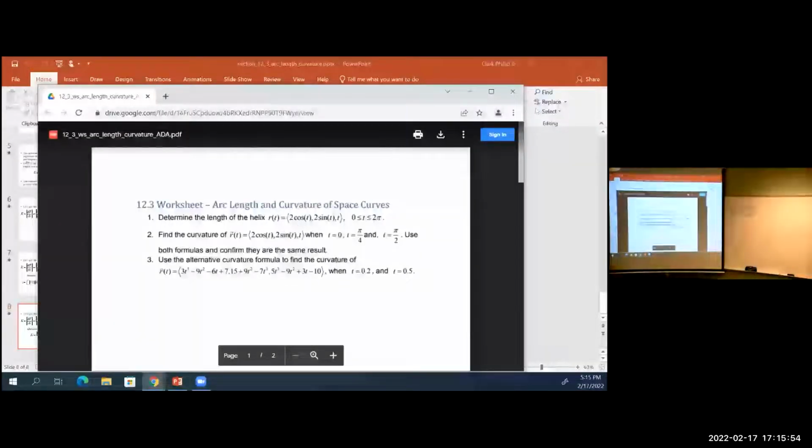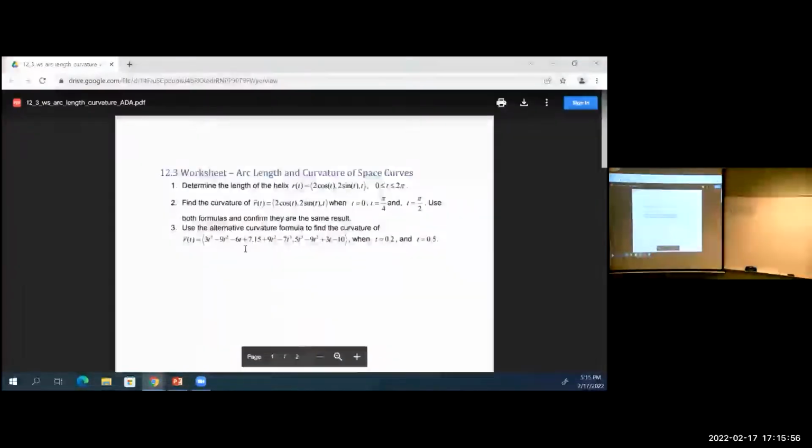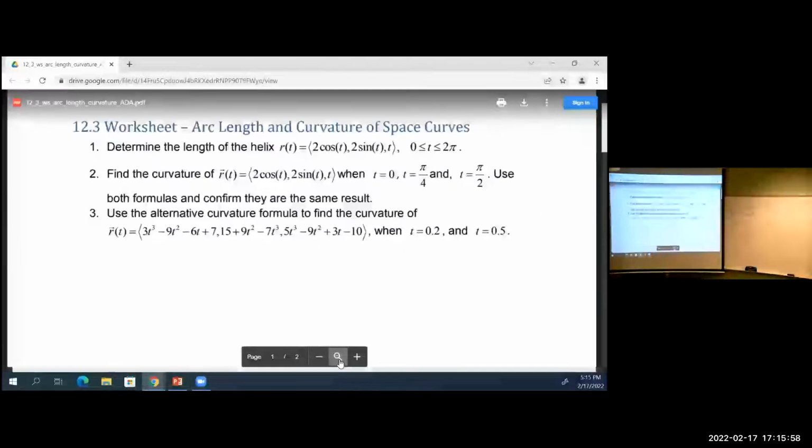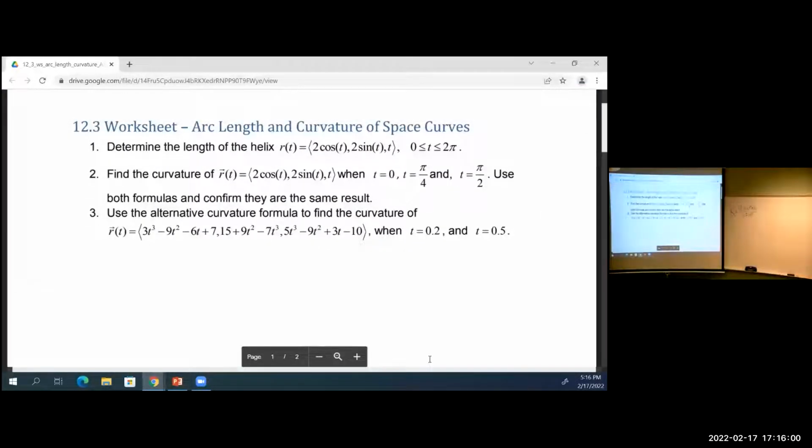All right, we're going to do number 3. You guys are going to do 1 and 2. What we're going to do is a little bit by hand, a little bit by technology, so I want you to see how this plays out and the interplay between them.